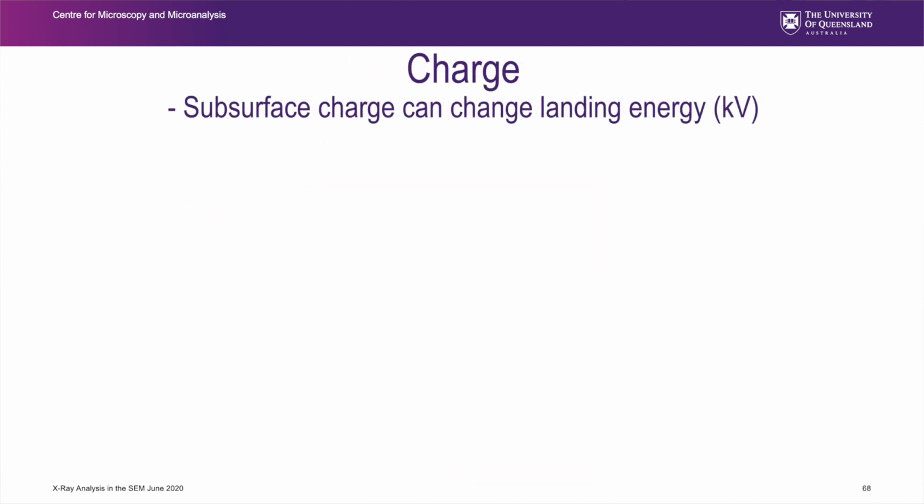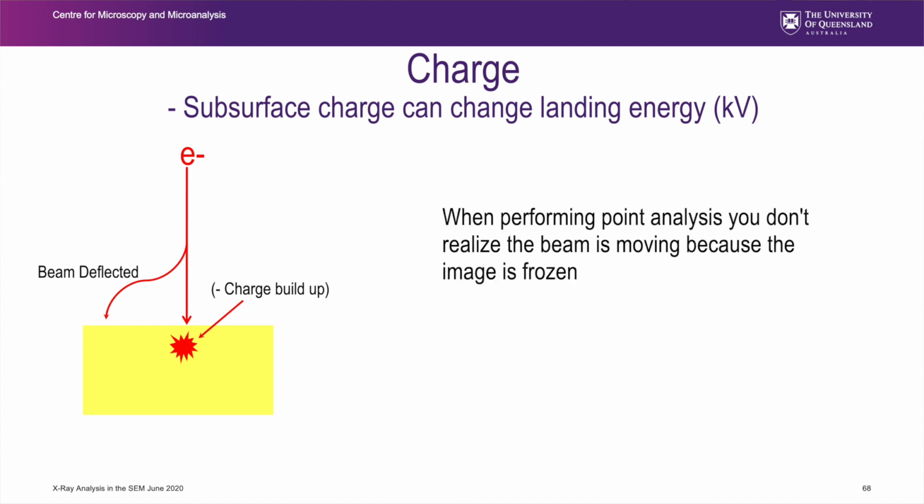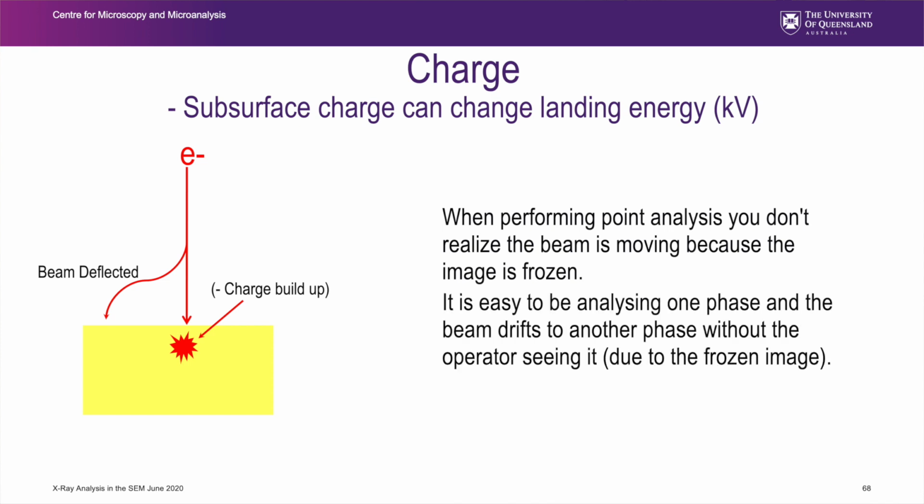The other thing is specimen charging. We've seen this in an SEM. The specimen can build up a charge, and then the build-up of local charge can deflect the beam away, and it looks like the image is moving. In analysis, especially when you're doing a point analysis, you don't realise the beam is moving because the image you're looking at is a frozen image. And you could start off analysing one phase and the beam will drift into another phase. That's something you've got to be aware of.